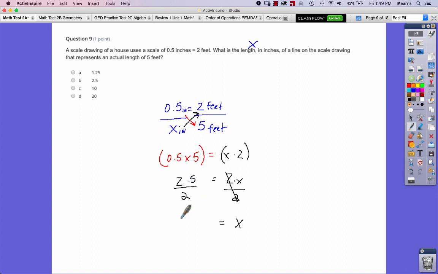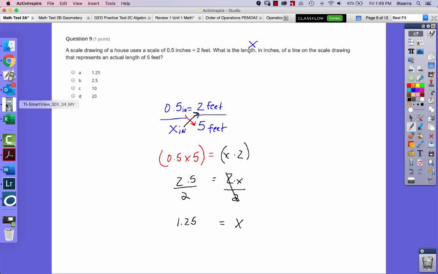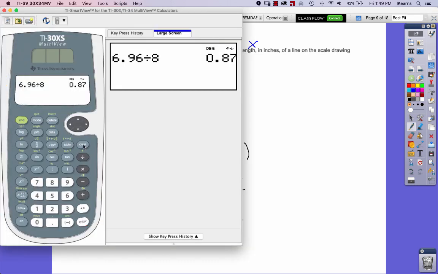So your answer is going to be 1.25, and there's a couple ways. Assuming you had a calculator, you could do it just by doing 2.5 divided by 2, and you would get 1.25.